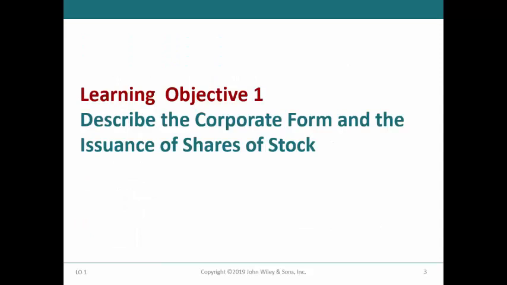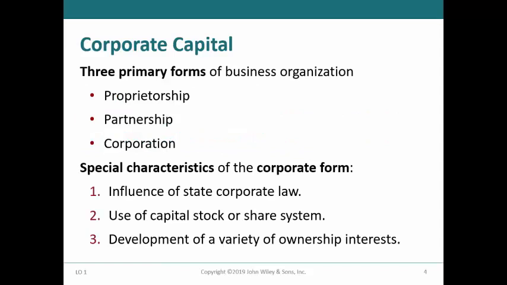chapter. In this first learning objective, we will describe the corporate form of business organization and accounting for issuance of shares of stock. The three primary forms of business organization are sole proprietorships, partnerships, and corporations. There is also a fourth type of organization not listed, which is the limited liability company. The limited liability company allows a company to organize with limited liability but choose to be taxed as either a sole proprietorship, partnership, or as a corporation.